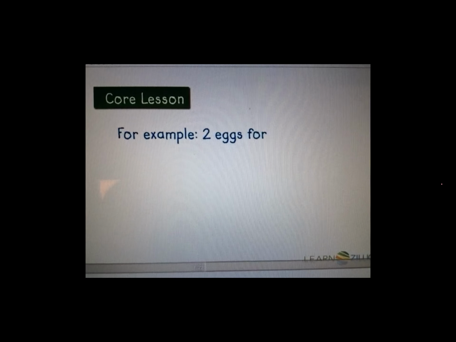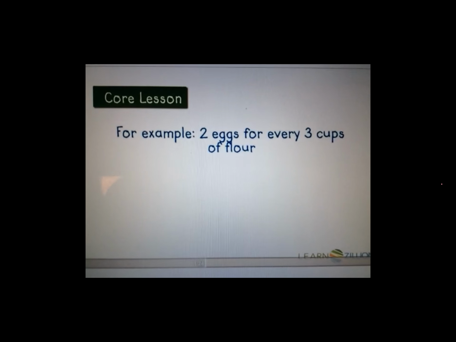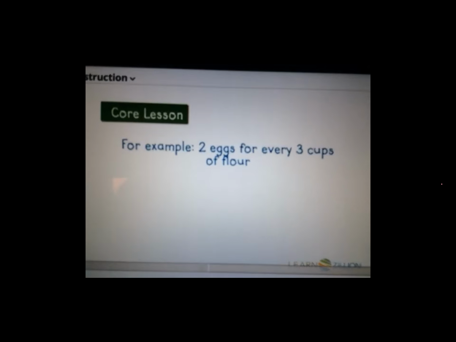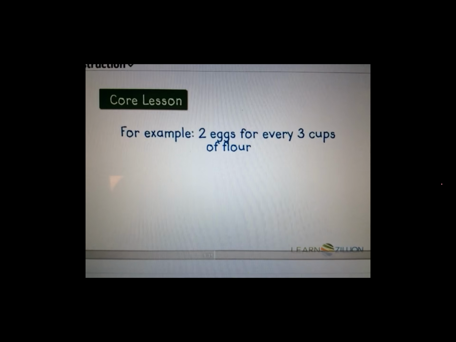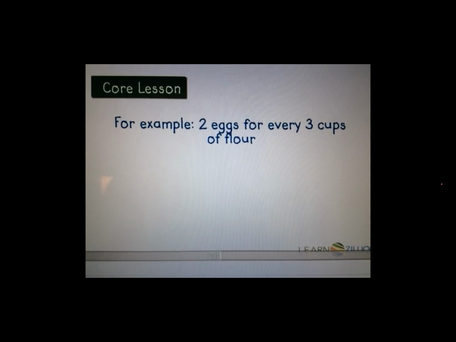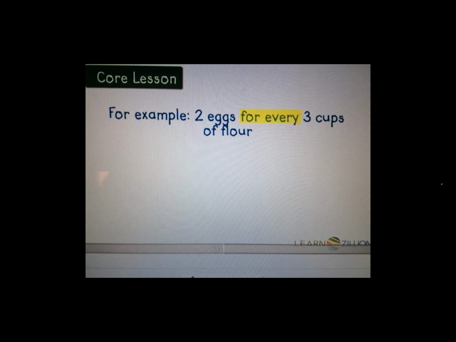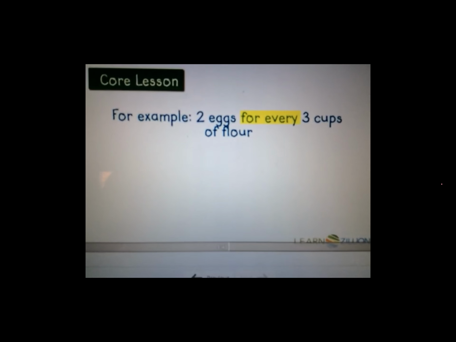So here's our example, our pancake recipe. 2 eggs for every 3 cups of flour. Eggs and flour are both parts of that total pancake recipe, so it's a part-to-part ratio. That phrase, for every, is really a key phrase to tell you that it's a ratio.